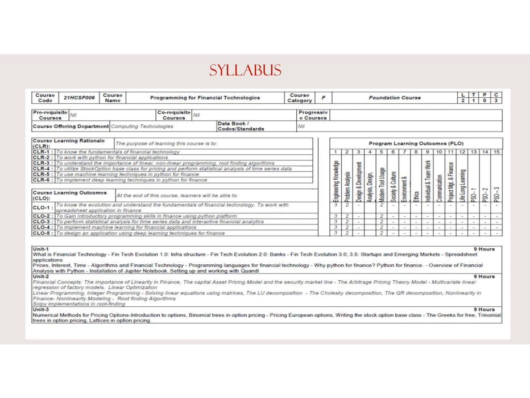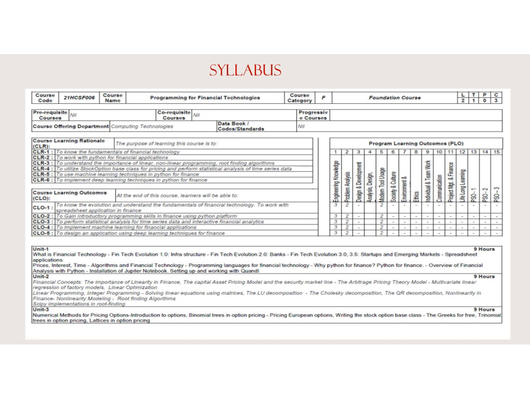The syllabus lists specific learning outcomes, emphasizing knowledge of spreadsheet applications, programming skills, statistical analysis, and the use of machine learning and deep learning methods in finance. The course is divided into 3 units, each allocated 9 hours of instruction. The first unit introduces the evolution of financial technology, financial applications, Python programming, and tools like Jupyter Notebook and Quandl.